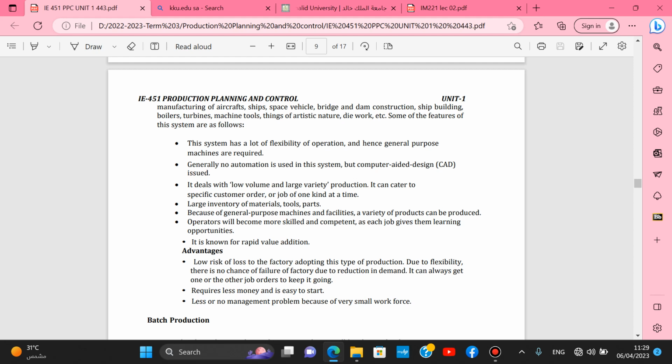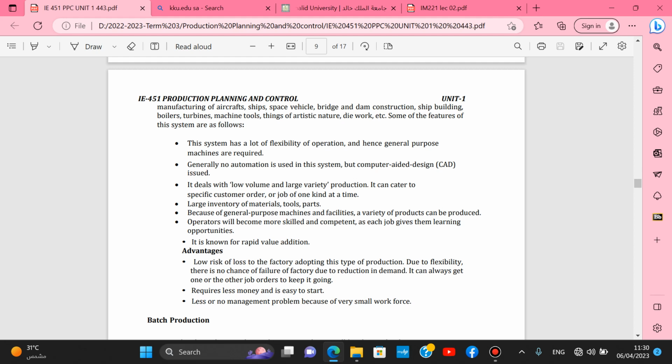في نوع من الحس الإبداعي في الشغل هذا. أوكي، لأنه كل برودكت بتشتغلوا لحاله. its process, its path, its route, its technology. It deals with low volume and large variety production. So the volume is low and the variety of products is large. It can cater to specific customer order or job of one kind at a time.